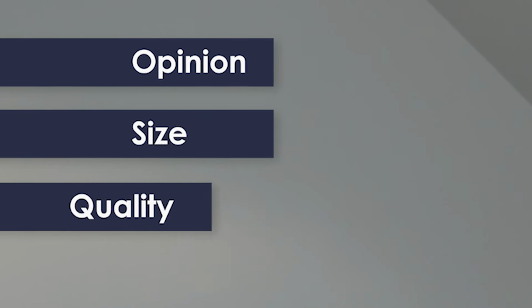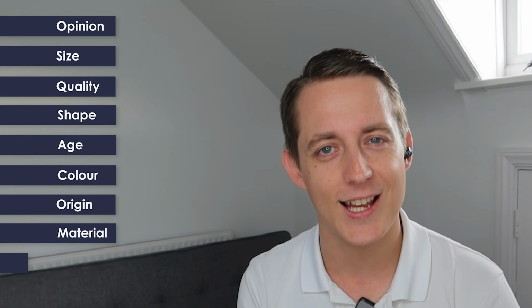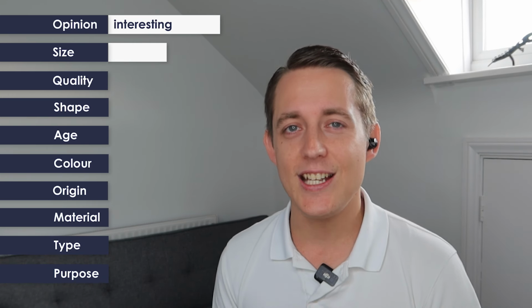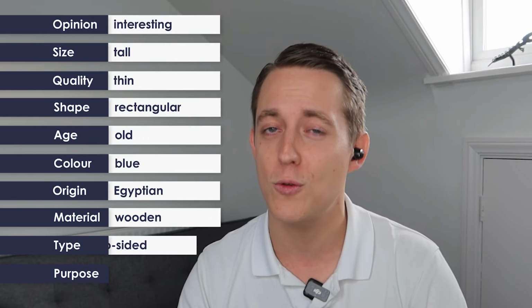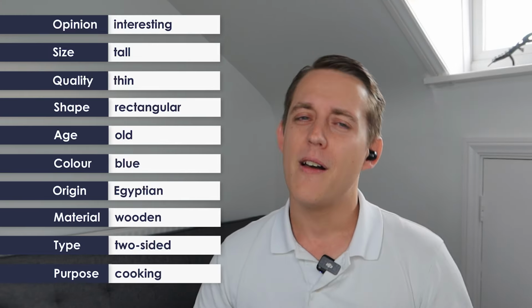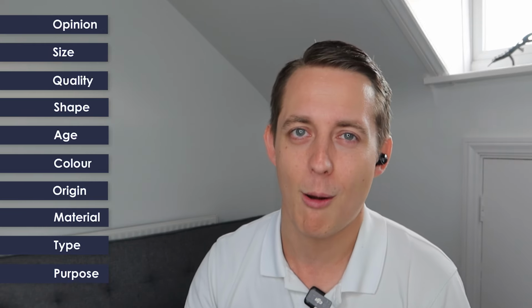Okay, so there is an actual order of adjectives. It's just that most natives couldn't tell you what it is. But luckily, I can. Opinion, size, quality, shape, age, color, origin, material, type, and purpose. So even I had to think then. To give you an example, it's an interesting, tall, thin, rectangular, old blue Egyptian wooden two-sided cooking tool. Okay, so there's a sentence that uses all of them. It's very rare, right? Usually we're using 1, 2, 3 adjectives, probably not 10.